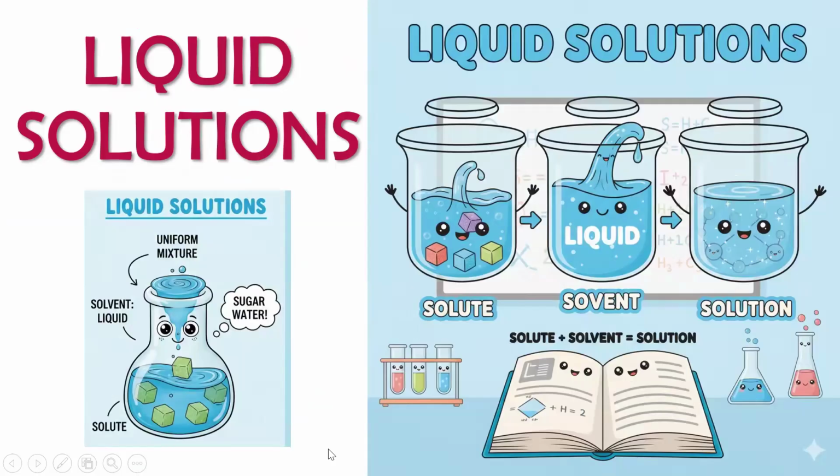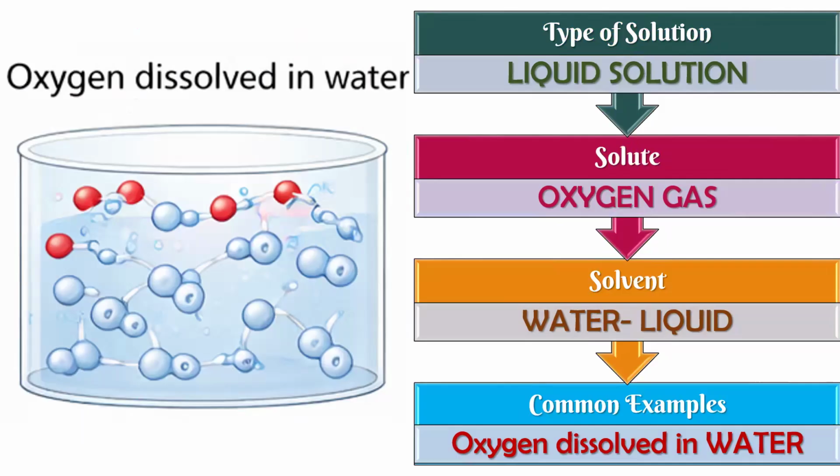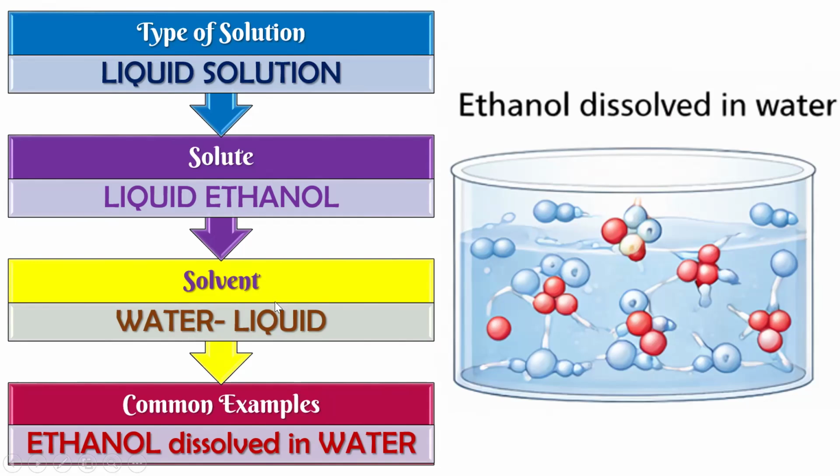Next is liquid solution. Here the solvent will always be liquid. Oxygen dissolved in water: here water is a liquid, the solute oxygen is a gas, the solvent is a liquid. The state of the solvent will be the state of the solution, so that is liquid. Next, water and ethanol, both liquid. The solute is ethanol, the solvent is liquid. Still, the state of the solvent determines the state of the solution. So that is a liquid solution.